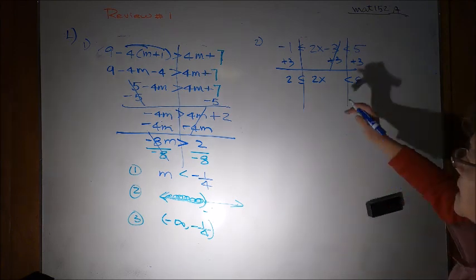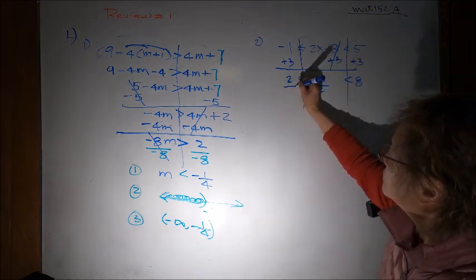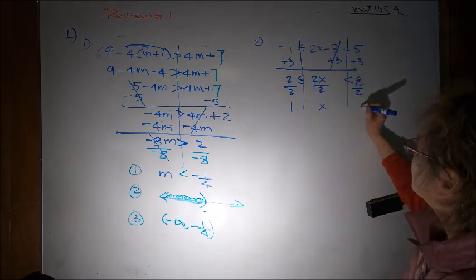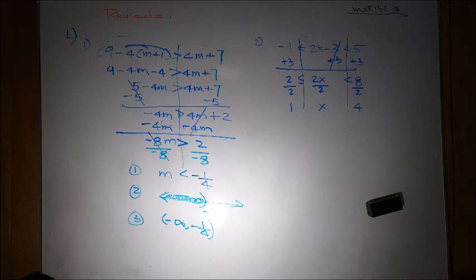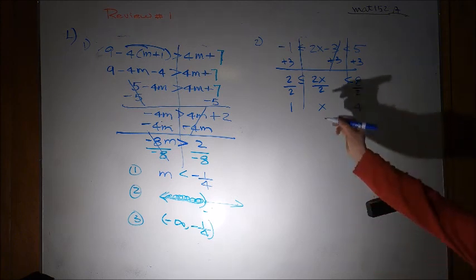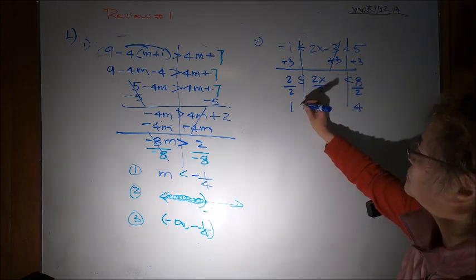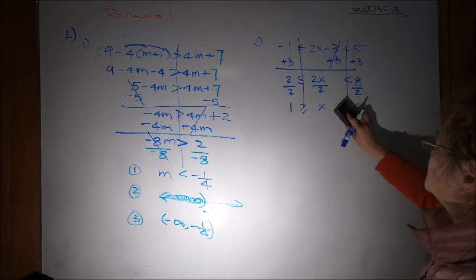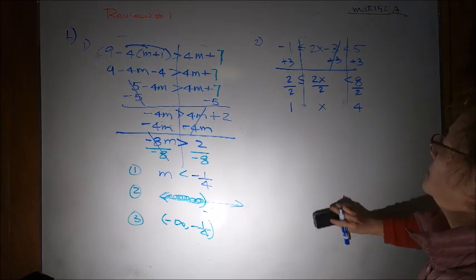And to get x by itself, we do what? Divide by 2. So that will be x, 1, and 4. Do we change the direction of the inequality? No, because it's a positive number we are using to divide, right? Oops, we just say no, right?